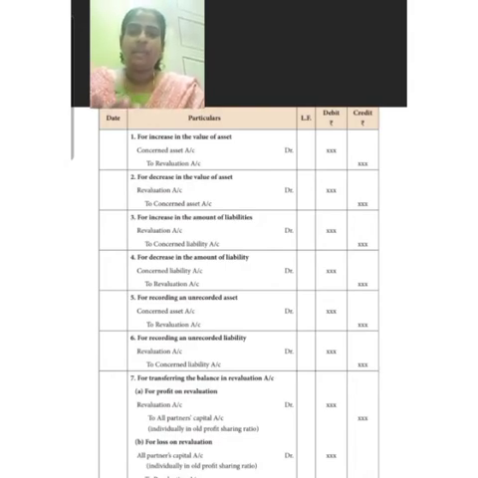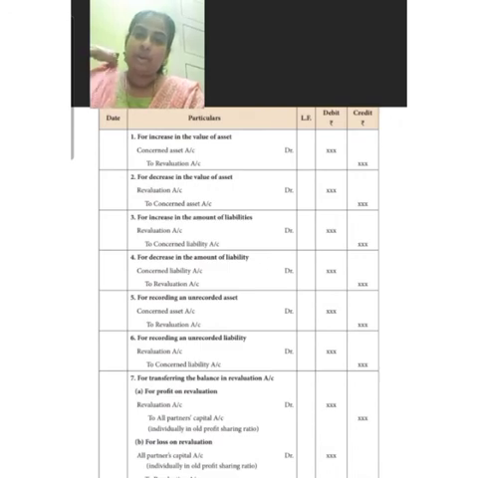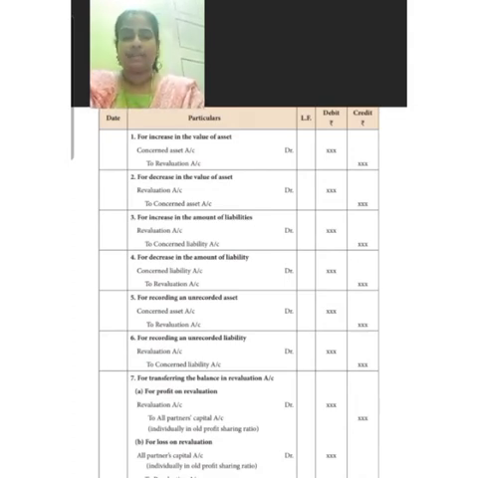And then second entry for recording decrease in the value of assets. The journal entry will be revaluation account debtor to assets account. For example, revaluation account debtor to stock account or revaluation account debtor to building account. Then third entry for recording increase in the value of liabilities. The entry will be revaluation account debtor to concerned liabilities account. For example, revaluation account debtor to loan account, or to creditors account, or to bills payable account.